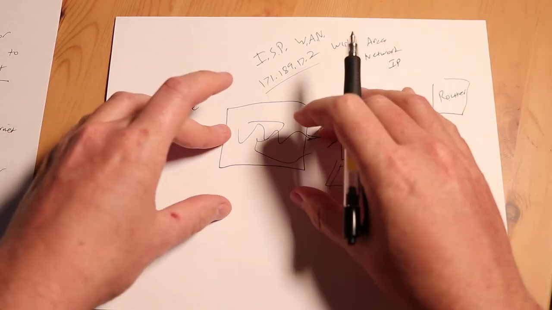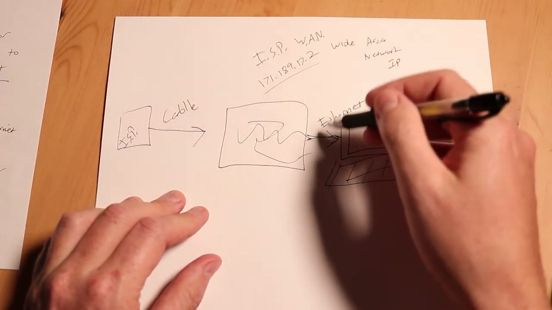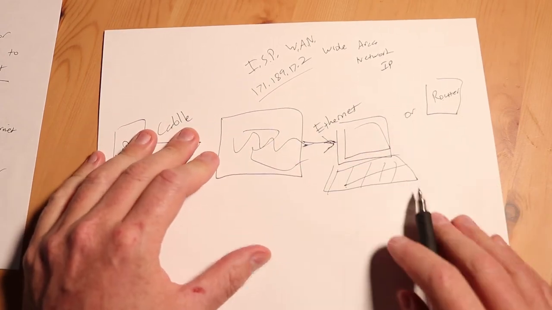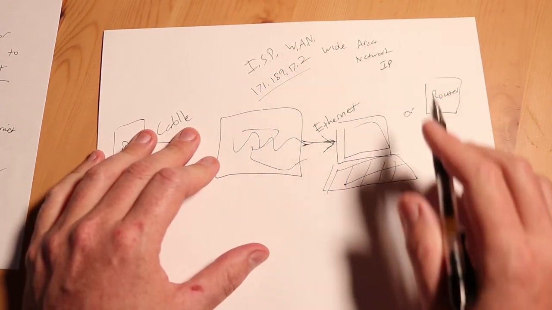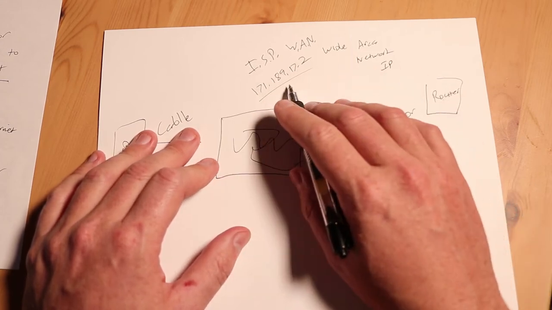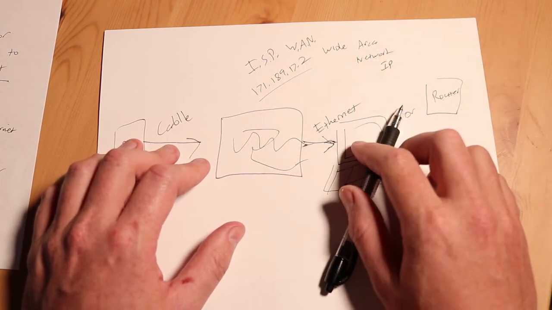So you have a modem. It's connected to cable and phone. Converts all the signals, converts it to Ethernet, and you plug that Ethernet cable into your computer, it's going to receive an IP address from your ISP. It's going to receive a dynamic IP address. And what that means is it's going to change over time.